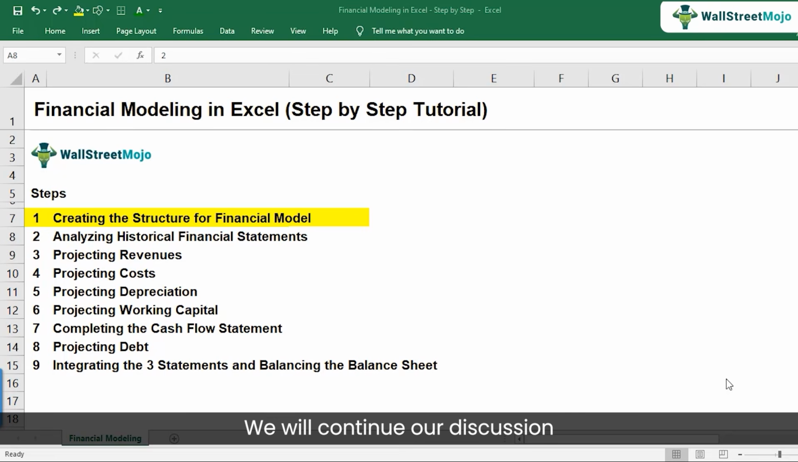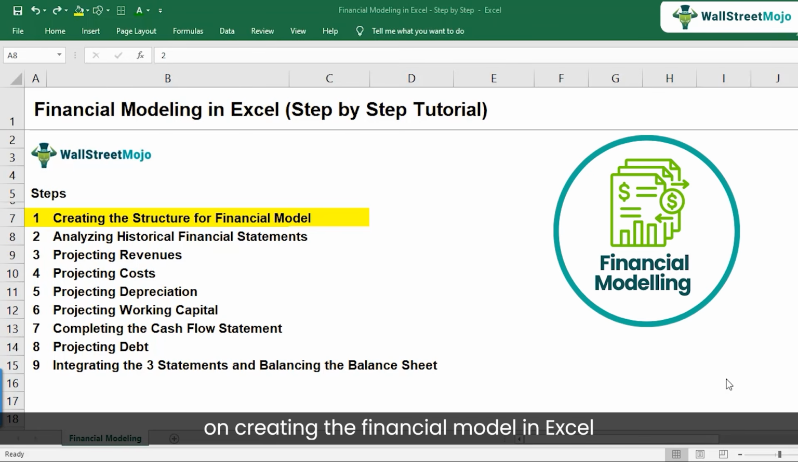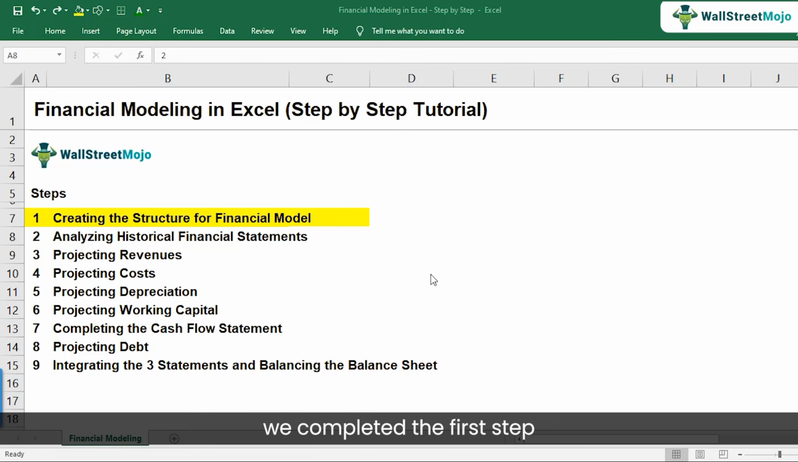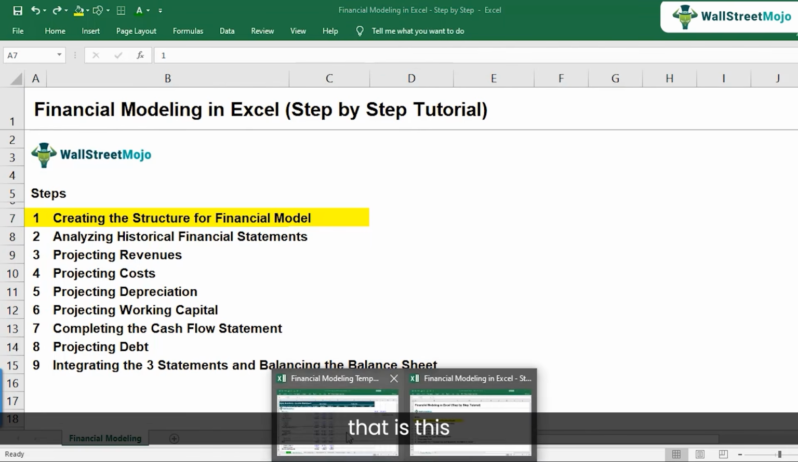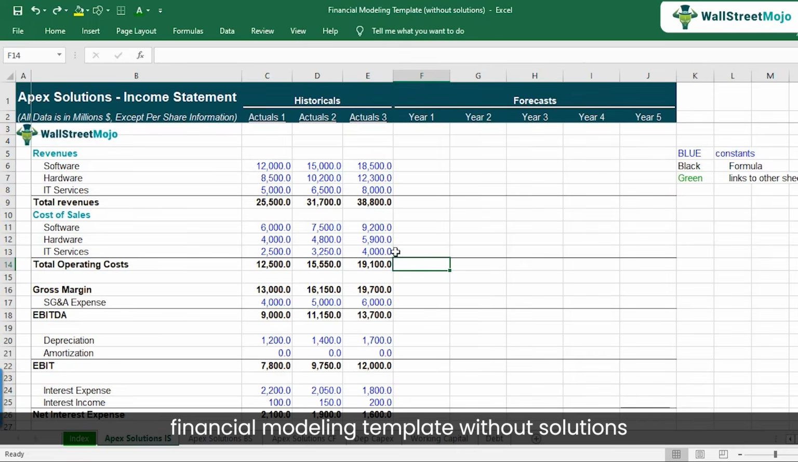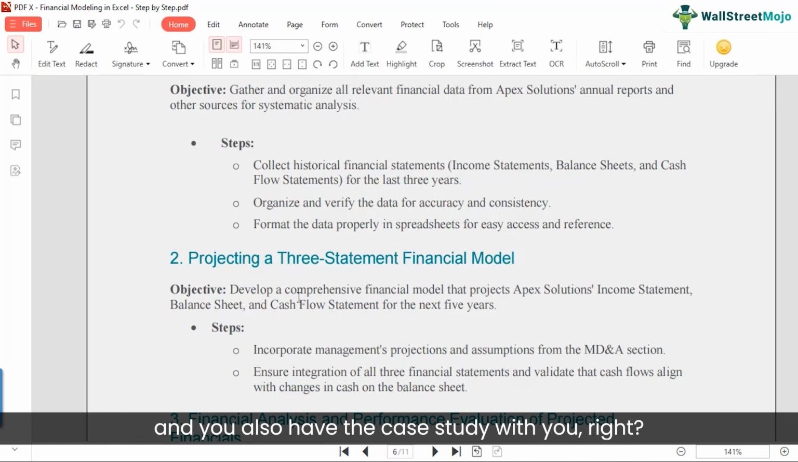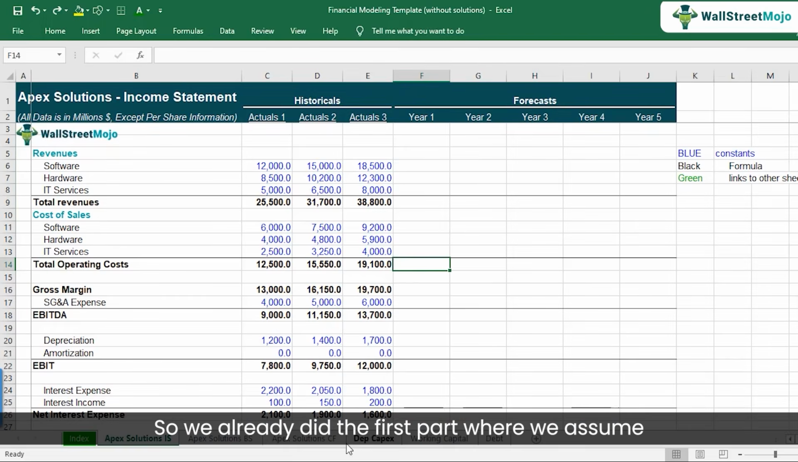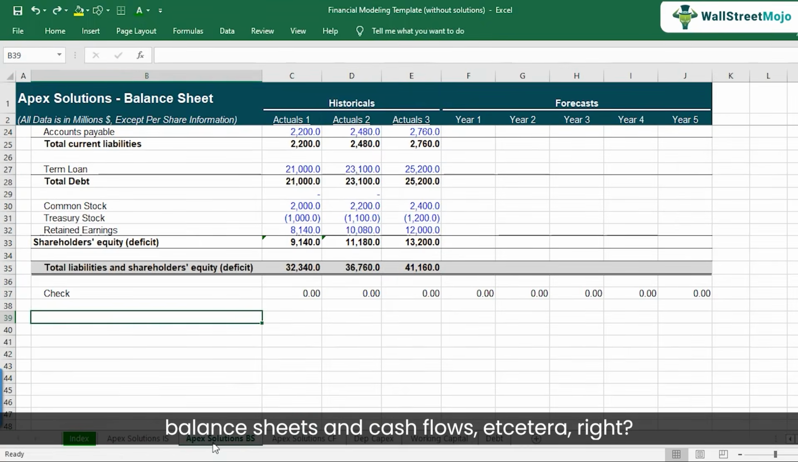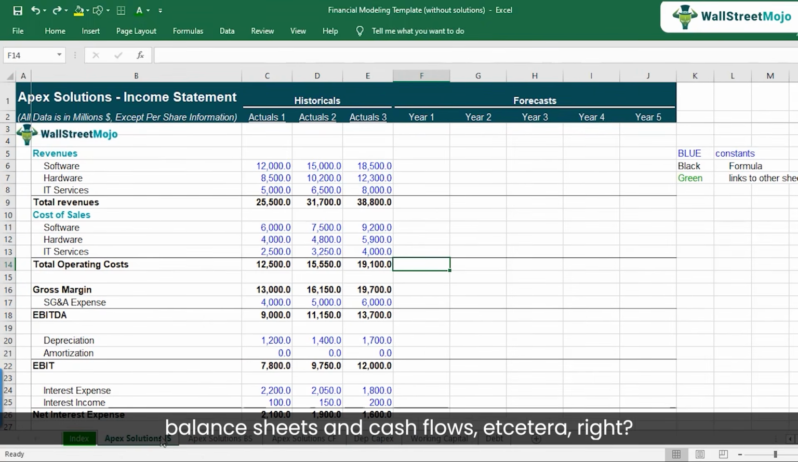Okay, we will continue our discussion on creating the financial model in Excel step by step. In our previous video, we completed the first step where we created the structure of the financial model. You remember you downloaded this template, the financial modeling template without solutions, and you also have the case study with you, right? So we already did the first part, where we assume that we have the historicals in place in a very standardized format like the income statement, balance sheets, and cash flows, etc. With that in mind, let's now look at the second step.